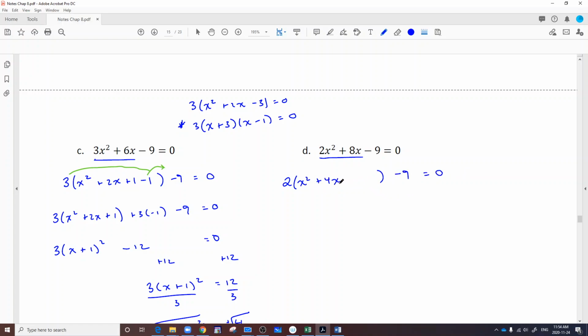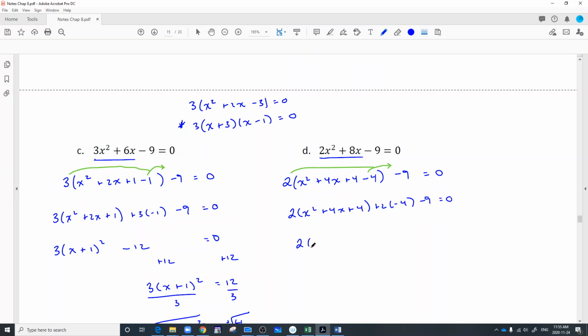I'm going to make this into a perfect square by adding half the middle term squared. So 4 divided by 2 is 2, 2 squared is 4. I'm going to add it and subtract it. Now again, the only part of this that I need is the plus 4, so I want to take that minus 4 out of the bracket. To do that, I'm left with 2 times x squared plus 4x plus 4. And then I've got the plus 2 times the negative 4 minus 9.